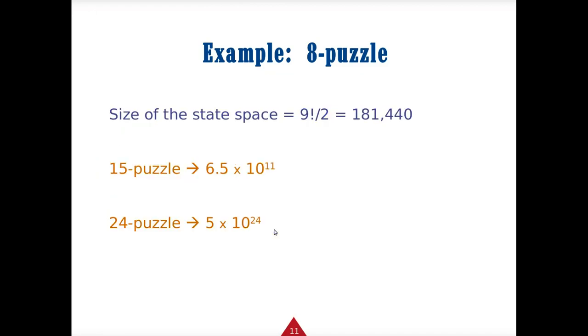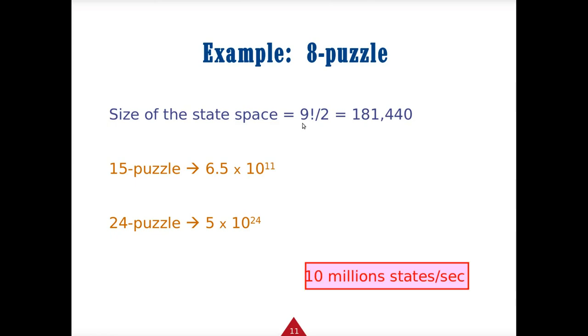Now, say if we do an 8 puzzle, the size of the space is basically 9 factorial divided by 2 options, or about 180,000 different options. Running on a normal computer, say we can do 10 million states per second, so we could calculate this in sub-second time. If we wanted to do the brute force, trying every possible method, this would be possible. But say if you did 10 to the 11, this is going to take a little bit longer.